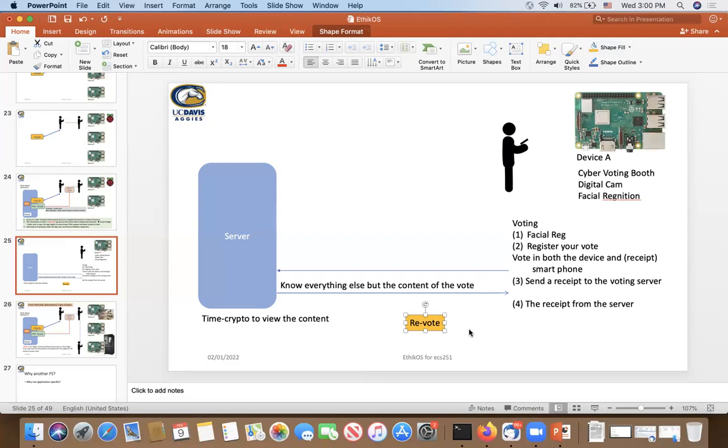Yeah. Question. So that first blue arrow at the top, you're sending your vote to the server, right? Not the vote to the vote's server. Okay. The vote is over here.